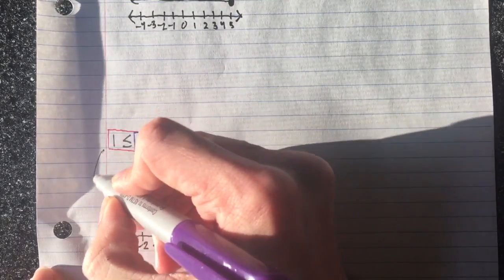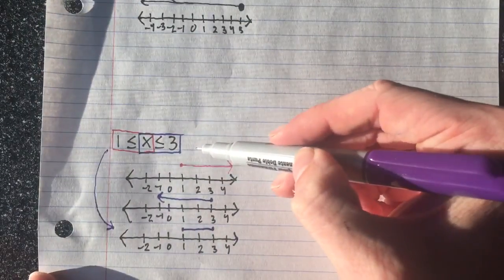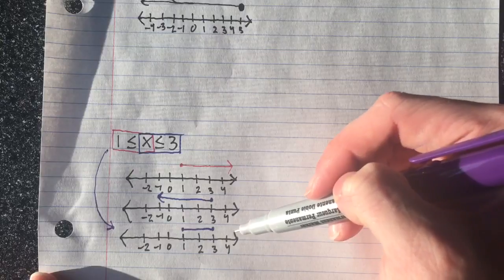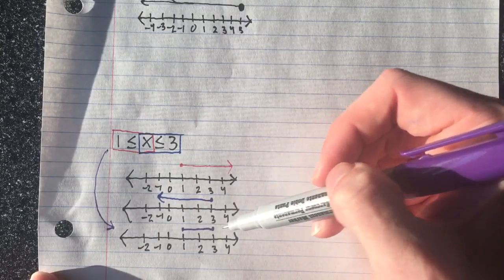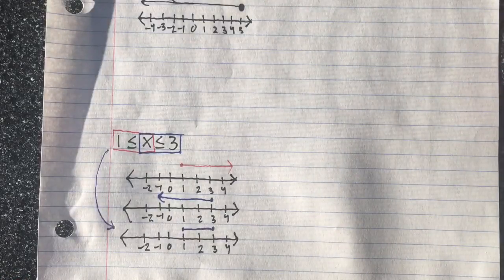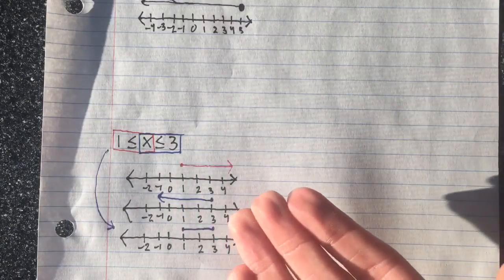So our final picture for this question, where we wanted to take this compound inequality and represent it as a line segment or as a line on a number line, is going to be this line segment from 1 to 3. So I hope that this helps you understand how you can represent an inequality as a picture.